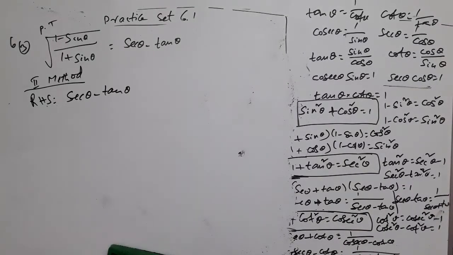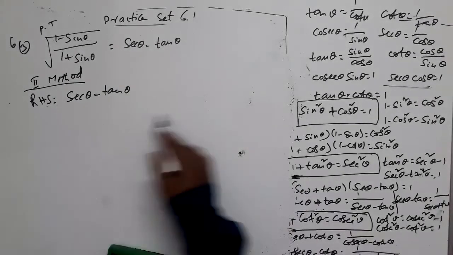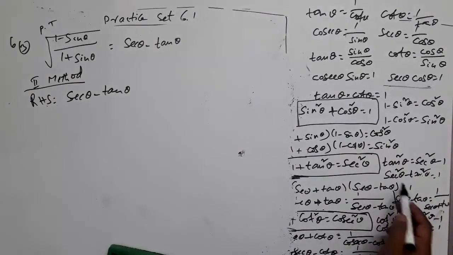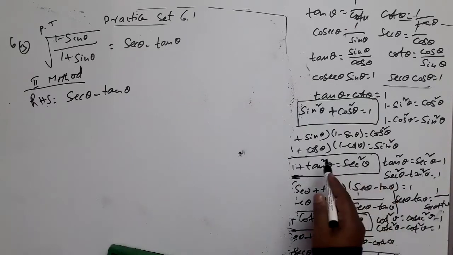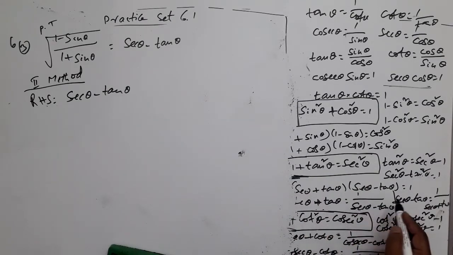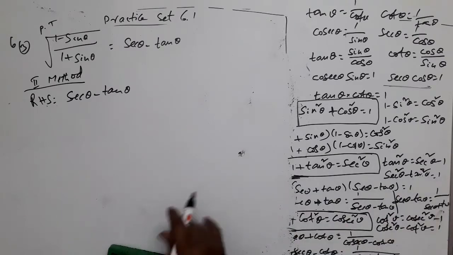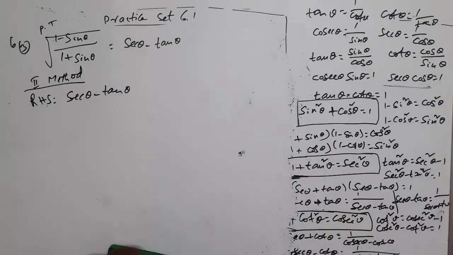Is it familiar to us? Yes, while discussing basics we have discussed this. See this secant theta minus tan theta. From the second identity, 1 plus tan square theta is equal to secant square theta, we have got all these relations. Secant theta plus tan theta multiplied by secant theta minus tan theta can be replaced by 1. Here one of those two terms is there. Secant theta minus tan theta is there.